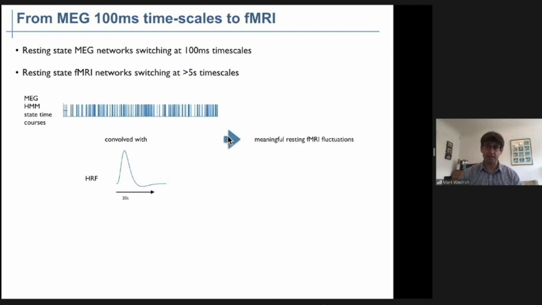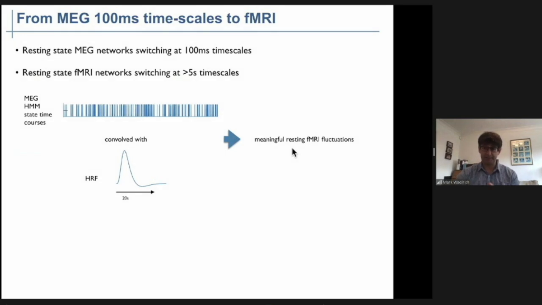One obvious way in which they're linked is that these HMM state time courses not only contain this really fast switching, but they also contain a long-range temporal structure, whereby if you look at slower timescales, there's a temporal structure, a clustering of the information. We saw a hint of this already in the fMRI analysis, where we saw the sequencing of metastates. So one way of testing this is if we take the MEG state time courses and convolve them with the low-pass filtering effects of a hemodynamic response function, do we have meaningful resting state fMRI fluctuations that are left over?